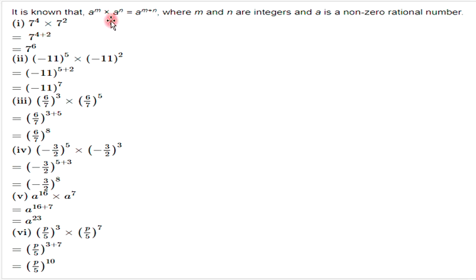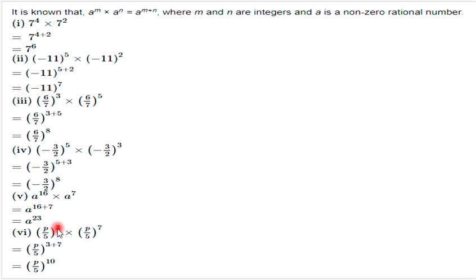It is known that a raised to m into a raised to n is equal to a raised to m plus n, where m and n are integers and a is a non-zero rational number. When simplifying, all you have to do is simply add the indices, the numbers in the exponent place. So when you have 7 raised to 4 into 7 raised to 2, it is in fact 7 raised to 4 plus 2. 4 plus 2 gives me 6. So 7 raised to 6 is the answer.